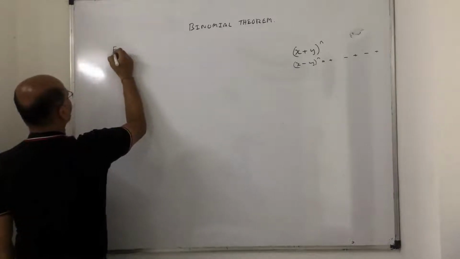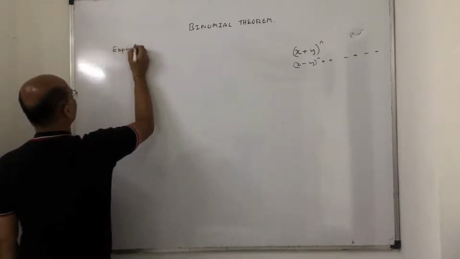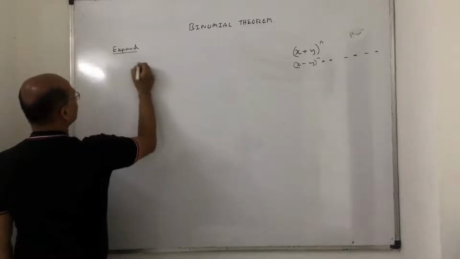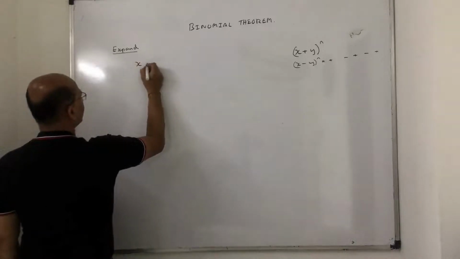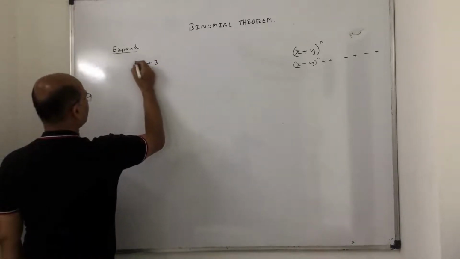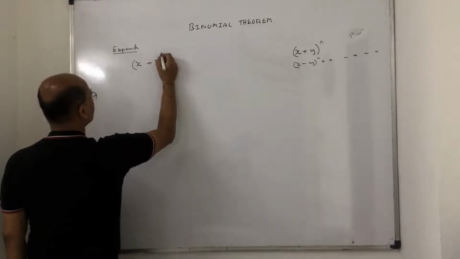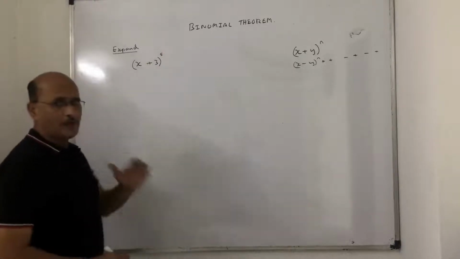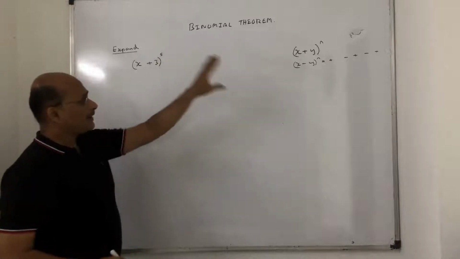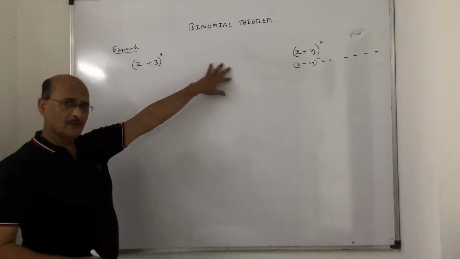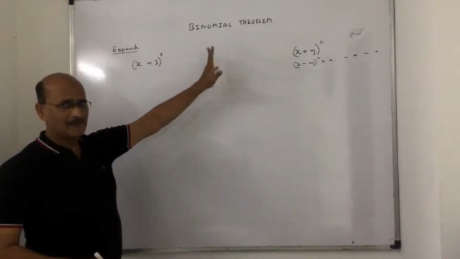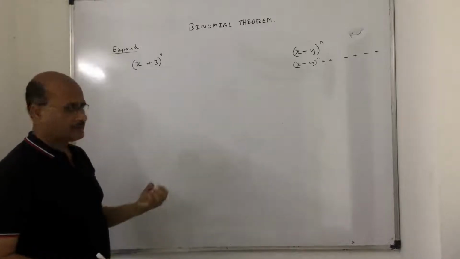Expand. The first general question I am talking about: expand (x + 3) raised to 5. After I apply the formula, how many terms will be formed? n + 1 terms will be there after expansion. We have seen this in the previous lecture.